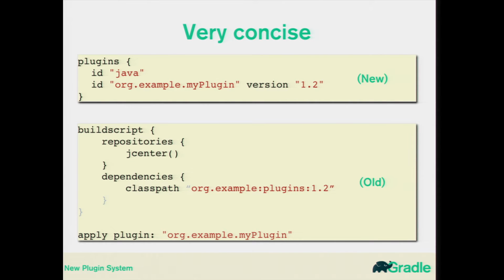The syntax is much more concise. It saves you tons of boilerplate code. It makes it as easy to apply an external plugin as it is to apply a core plugin. And it will also give us the opportunity in the future to create a much smaller Gradle distribution. For many core plugins, the reason why we added them to the distribution is to make it convenient to apply them for our users. And with the new plugin system, this is no longer necessary.